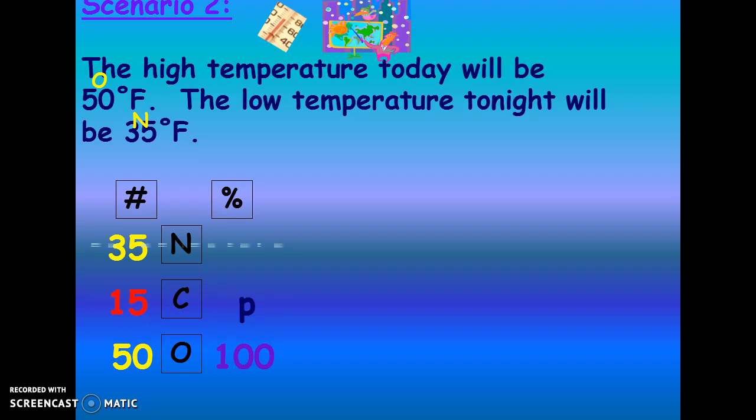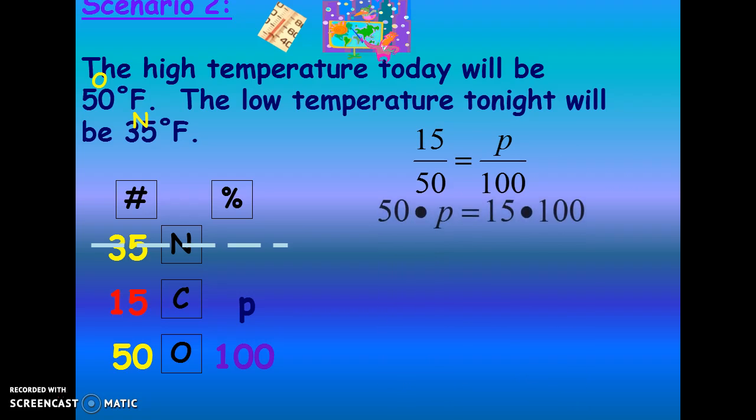And then we find the difference between 50 and 35, which is 15. We're going to cross out that top row because we don't have something on this side. So what results, or what is left over, is our proportion. 15 over 50 equals P over 100. We solve using cross products.